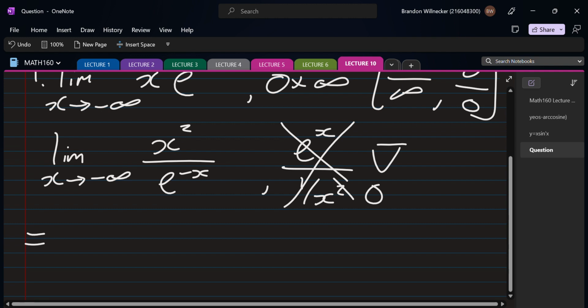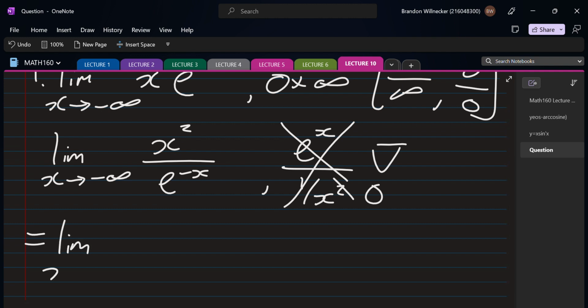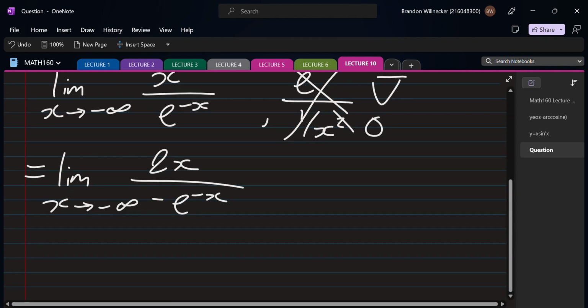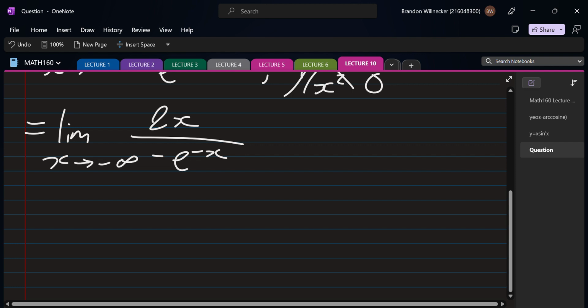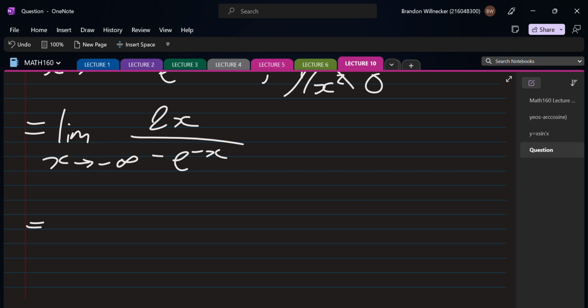So here we use L'Hopital's rule. We differentiate the top and the bottom. So that's the limit as x goes to minus infinity. We differentiate the top, that's 2x. It's simpler, so that's good. And then we have minus e to the minus x. Now again, we're going to get an indeterminate form there. So we can do it again. You do it again, the top simplifies, take the limit, we get 0.